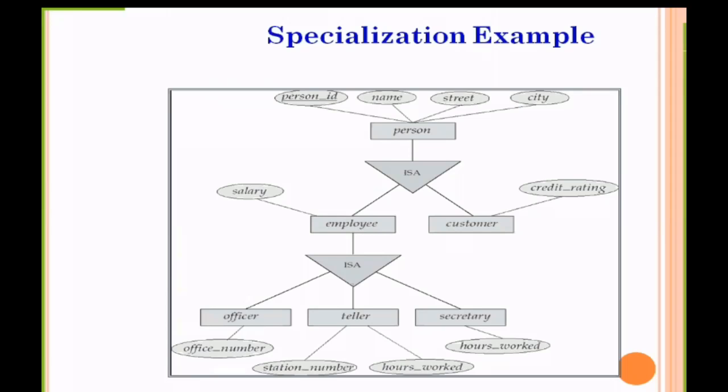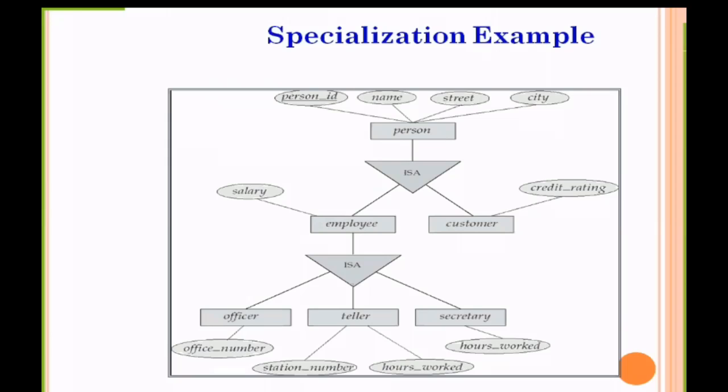We can also understand this concept with the help of classes. Suppose we have made a class person which has some properties like person ID, name, street and city. If we are deriving the employee class from the person class, and the employee class is inheriting the properties of the person class, we can add an additional property inside the employee class, that is salary.